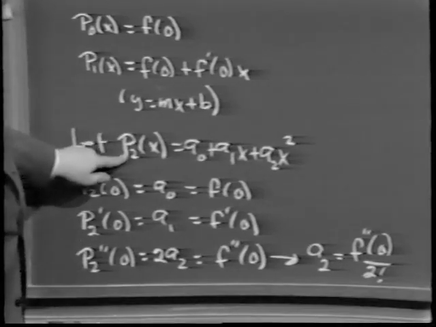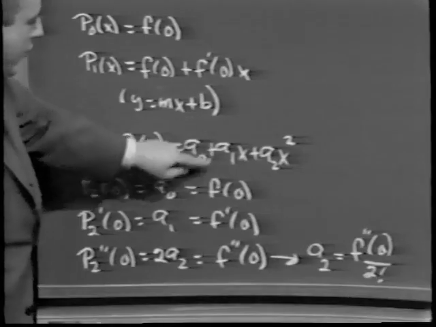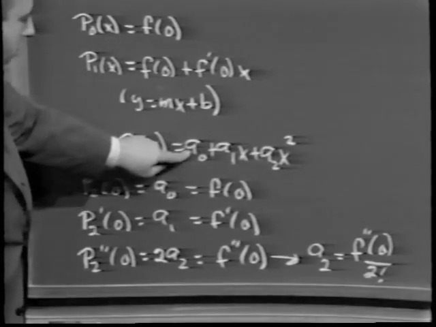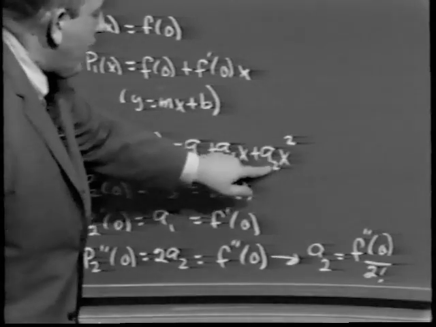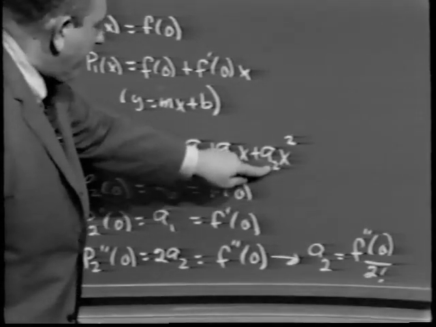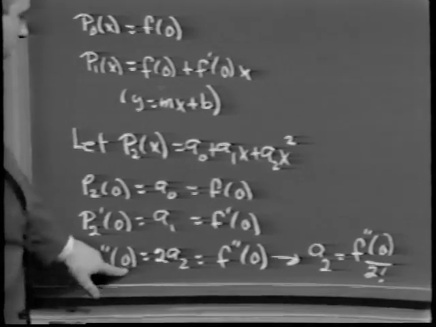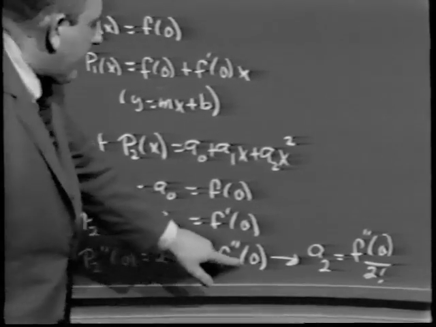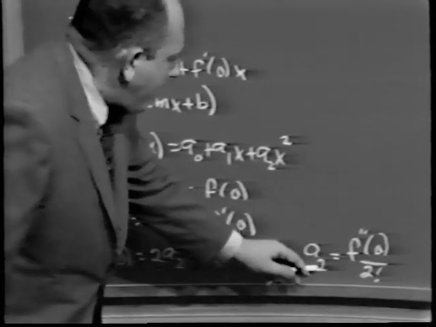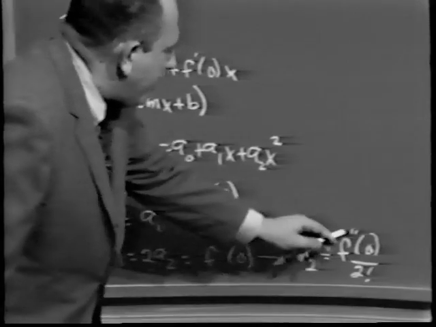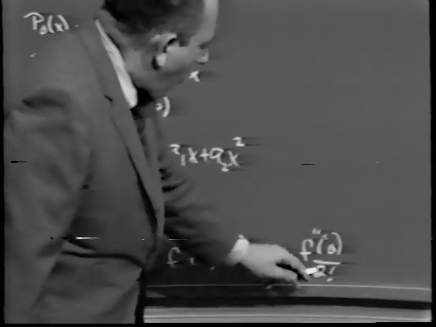Now, what about the second derivative? Notice that every time we differentiate this polynomial, another term drops out. a0 drops out the first time, a1 the second time, and when you've differentiated this term twice, all you have left is 2a2. In other words, p2 double prime evaluated at 0 is 2a2. That must be f double prime of 0. Equating these two, a2 must be the second derivative of f evaluated at 0 over 2.